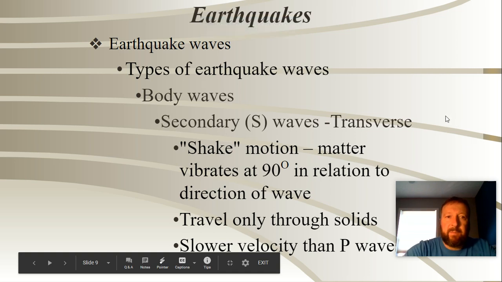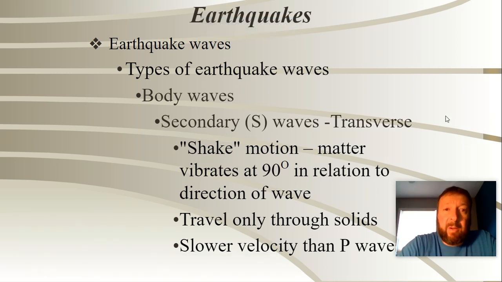All right, picking up where we left off, we were talking about body waves and the waves that are produced during an earthquake. P wave was the first one we started with. It moves by compression, moving back and forth, like a compression and refraction.